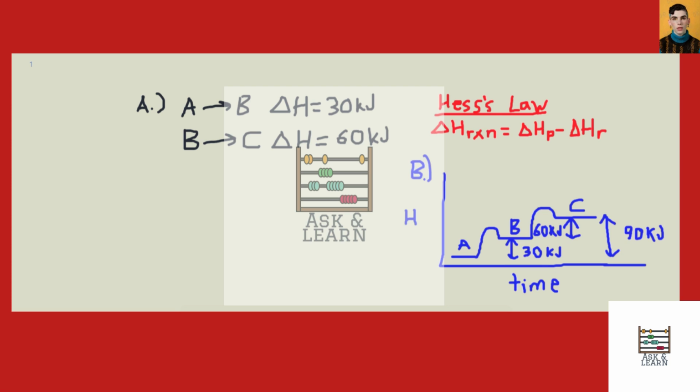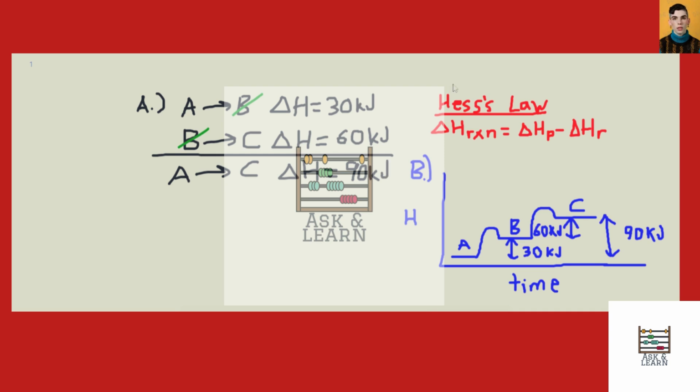So we're going from A to B and then B to C. So the way to figure this out is to add our equations together, in which we're going to have A on the left side, the B's cancel out, and then we'll be producing C. And then the delta H is going to be the sum of the delta H's. 30 plus 60 is equal to 90 kilojoules.